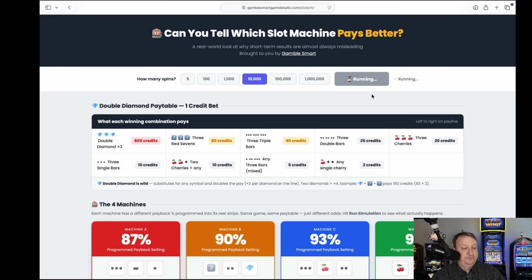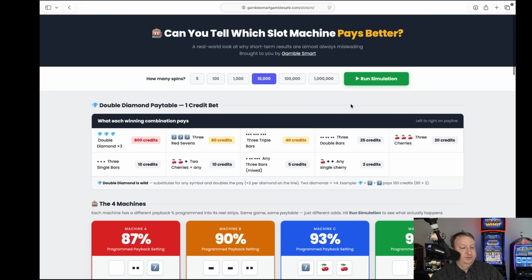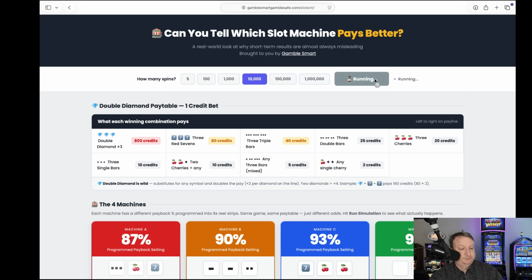Let's run through that. Okay, now you see things getting a little bit tighter, right? So the 97 was at 92, the 93 was at 89, the 90% was at 82, so a little low, and the 87 was actually paying more at 92. So that's after, what did we do, 100,000 or 10,000 spins, right? Let's do another 10,000 real quick.